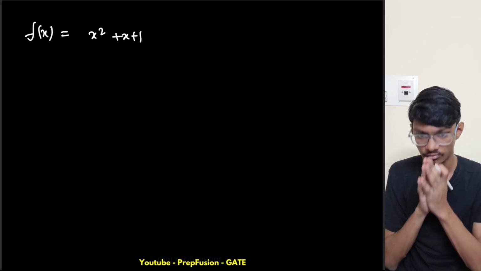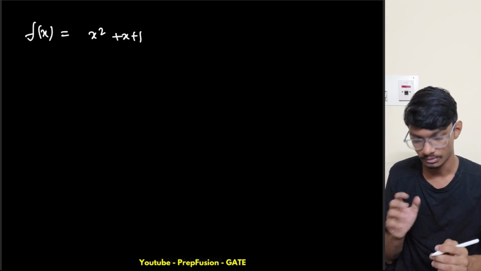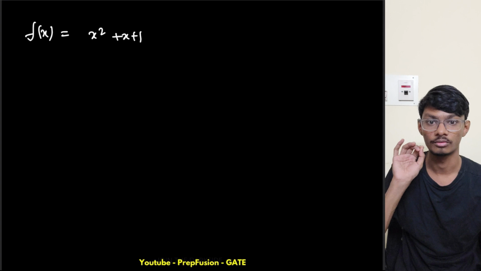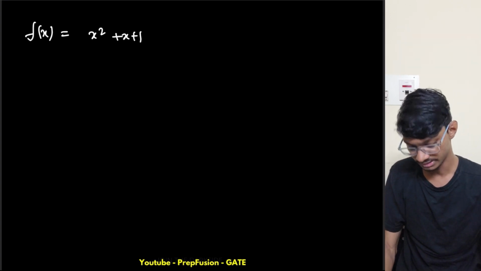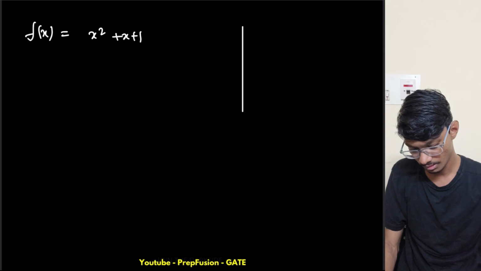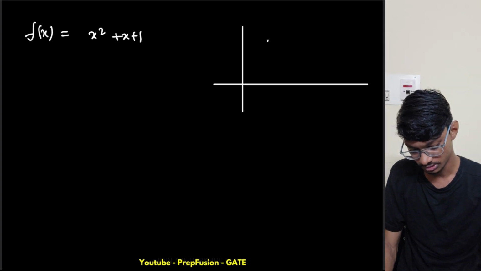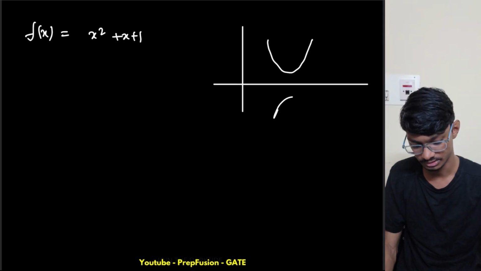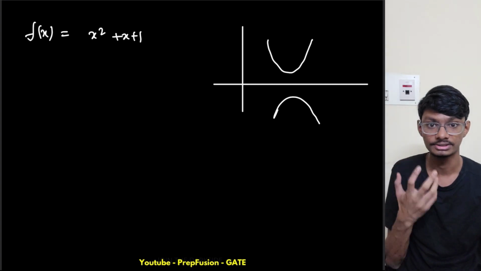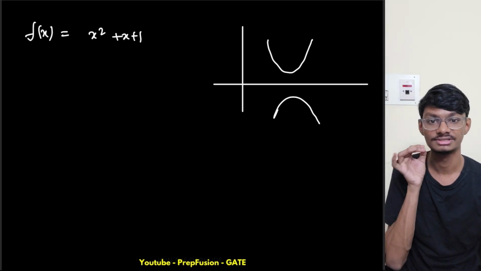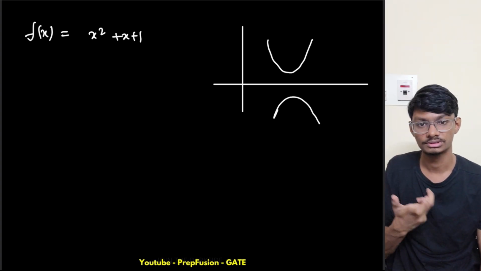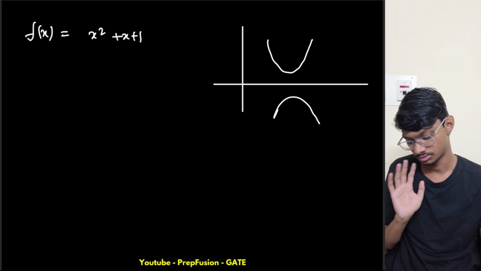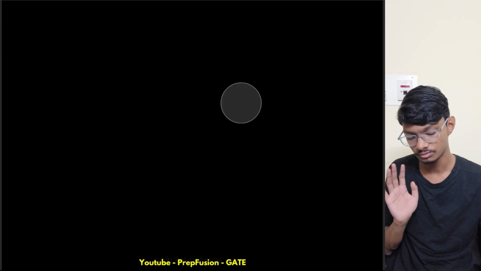So you just have to check for one value, and if it is positive, then it will always be positive, and if it is negative, it will always be negative. Why? Because it doesn't cut the x-axis. If it is positive, it will be something like this, and if it is negative, it is something like this. It never cuts the x-axis, so it doesn't change its sign. So you can just simply write like this also. This is one thing I had to mention to you.